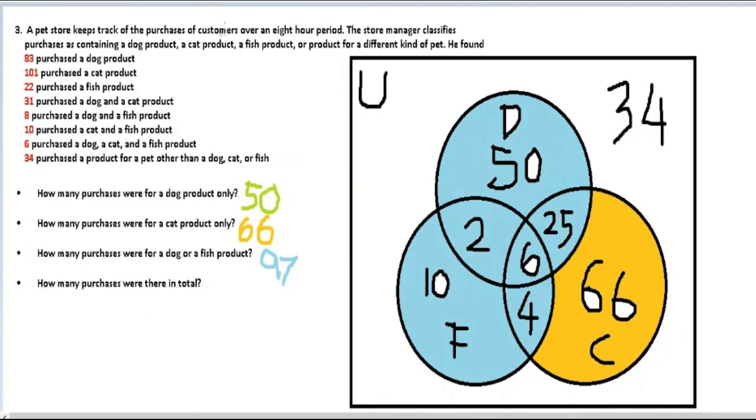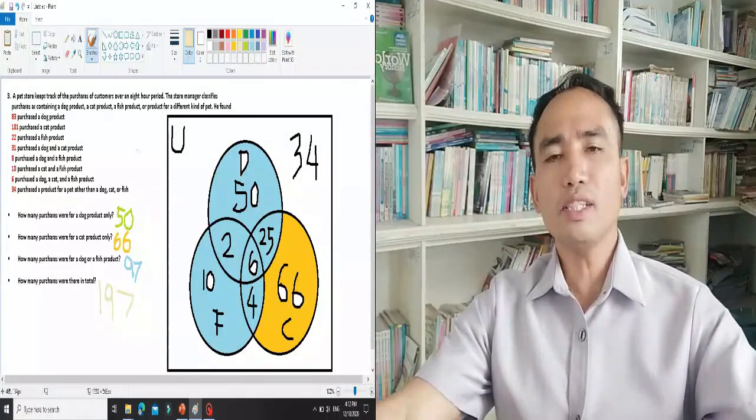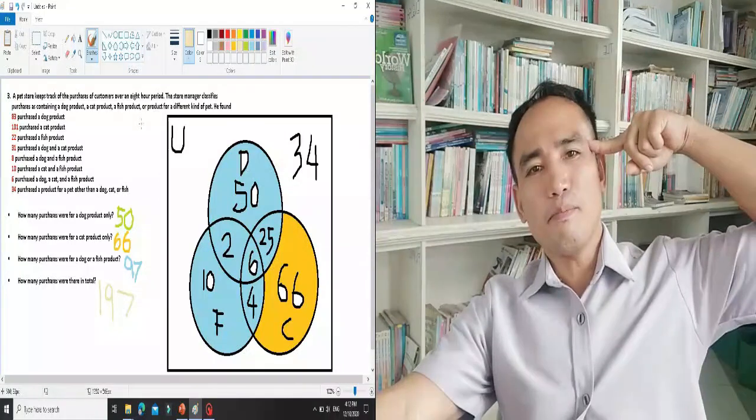Next, how many purchases were there in total? So just add all the numbers that you can see in our Venn diagram. So we have already 97 plus 66 plus 34 is equal to 197. Okay, so diba, it's very easy for us to understand or to answer the following questions if we know how to use the Venn diagram. Sometimes mathematics is complicated, but always remember to think positive.